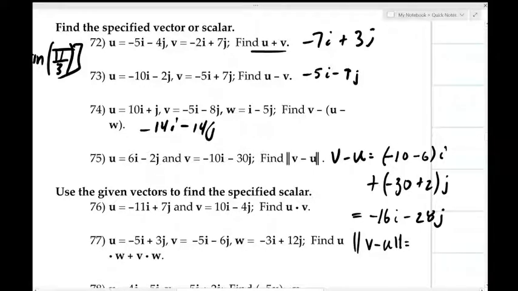And the magnitude of that will be equal to the square root of the sum of those two things squared. We'll get something like 32.25. Okay.